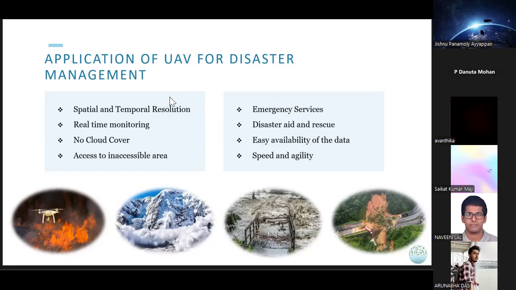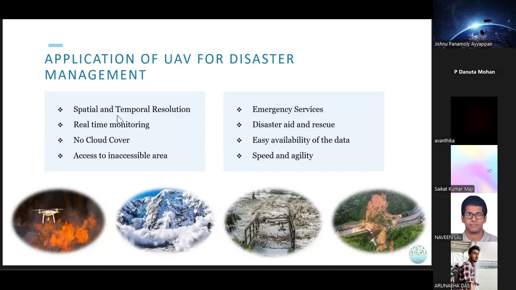It is okay to use those data, but if you want to do real-time monitoring of a disaster, you should always have rapid and effective measures to acquire satellite images or data. For that, the best option is to use drone images.